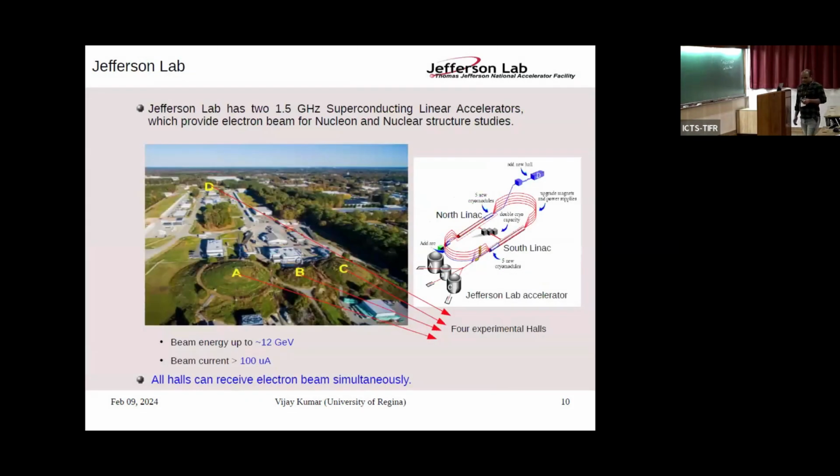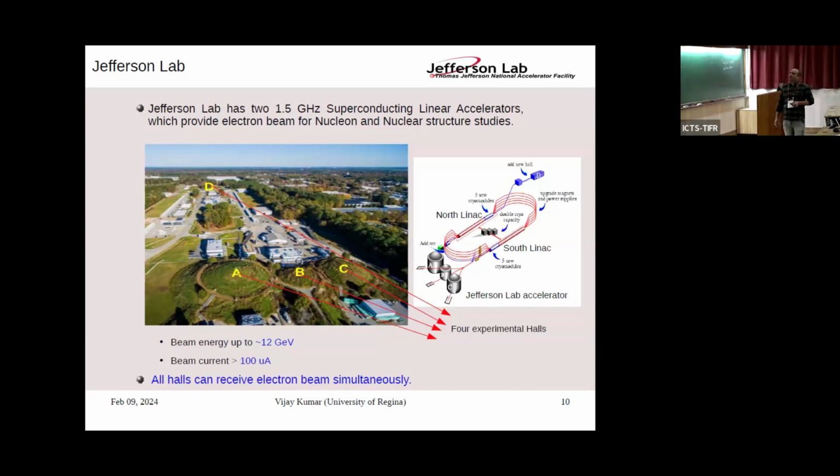JLab has two 1.5 gigahertz superconducting linear accelerators, which provide the electron beam for nuclear and nuclear structure study. Here you see the layout of the north and south linacs, and these are the passes where the electron beam circulates to achieve higher energy for a particular experiment. Here is the beam switch yard. When the particular beam energy is achieved, they release the beam from the beam switch yard to the experimental hall.